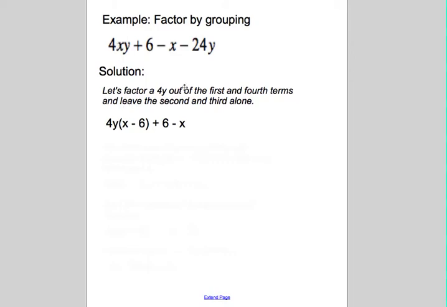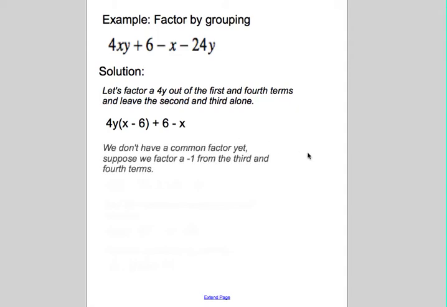4y comes out of the first term and out of the second term to leave x minus 6. Now we've got plus 6 minus x. It looks close, and this is a good thing, but it's not exactly the same. We want the sign of the 6 to be negative and the sign of the x to be positive. To change the signs, all we have to do is factor out a negative 1 from the third and fourth terms. That should get us to a common factor. Let's see what happens when we do that.